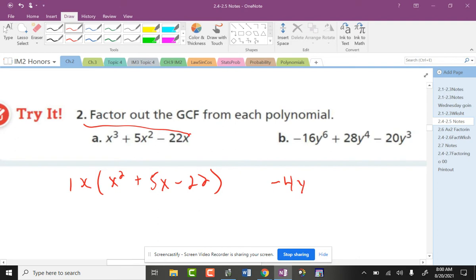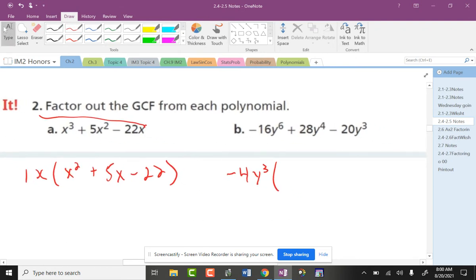A little bit bigger. So you're missing something here. You've got y to the 6th, y to the 4th, and y to the 3rd. What do they at least all have? They have more than just y to the 1st. Y to the 3rd. All right, so that's what we need to recognize for that. And then what's left over? 4y to the 3rd power.